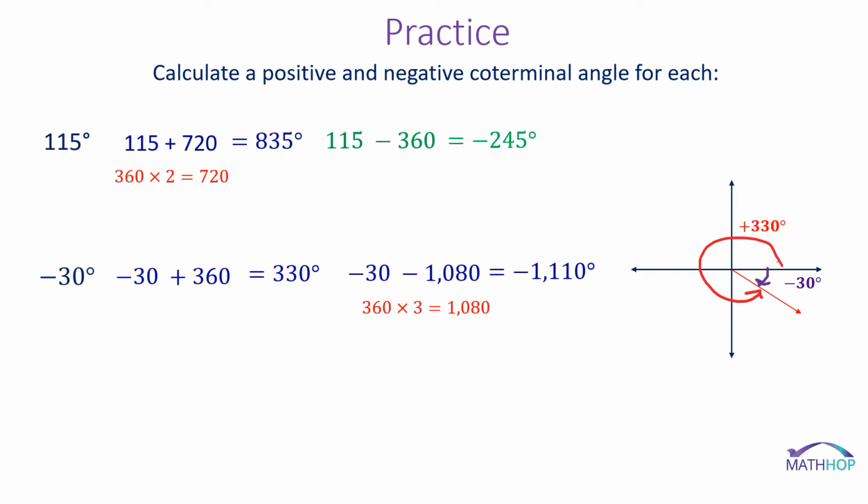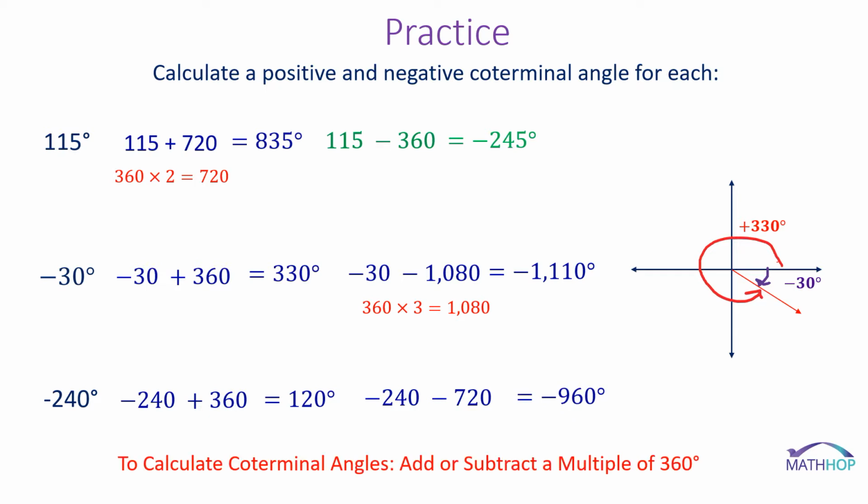Okay, one more. Negative 240 degrees. If I want to find a positive coterminal angle, let's add 360. So negative 240 plus 360 is a positive 120 degree angle. If I want to find a negative coterminal angle, let's do negative 240 minus 720. Remember, 720 is simply 360 times 2. And that puts me at negative 960. So to calculate coterminal angles, you're just going to add or subtract any multiple of 360 degrees.